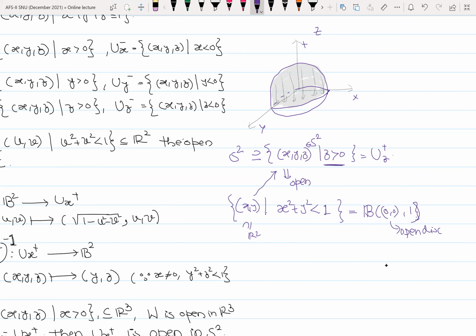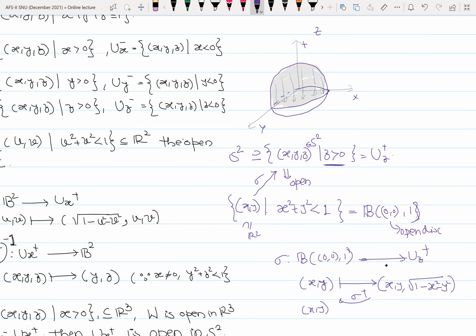Now can you give this map sigma from this open disk to the sphere, I mean the open set that I've denoted by Uz plus? Suppose I take (x, y) here, how will you send it? x comma y comma square root of 1 minus x square minus y square. Very good, so we are going to send it like this. And what is sigma inverse? Just the projection, which I wrote already.